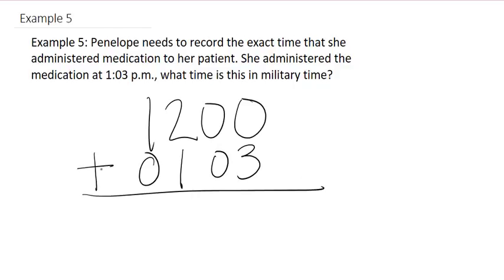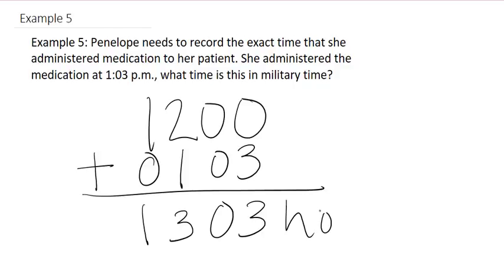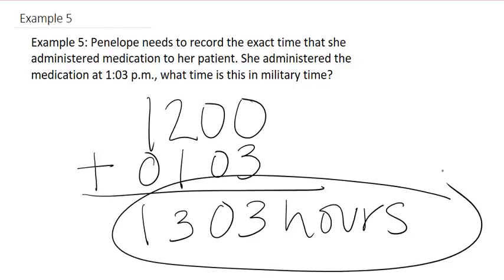Now we can add. 0 plus 3 is 3. 0 plus 0 is 0. 2 plus 1 is 3. 1 plus 0 is 1. So the time that she gave the medicine was at 1303 hours. That is the time that she will need to write down.